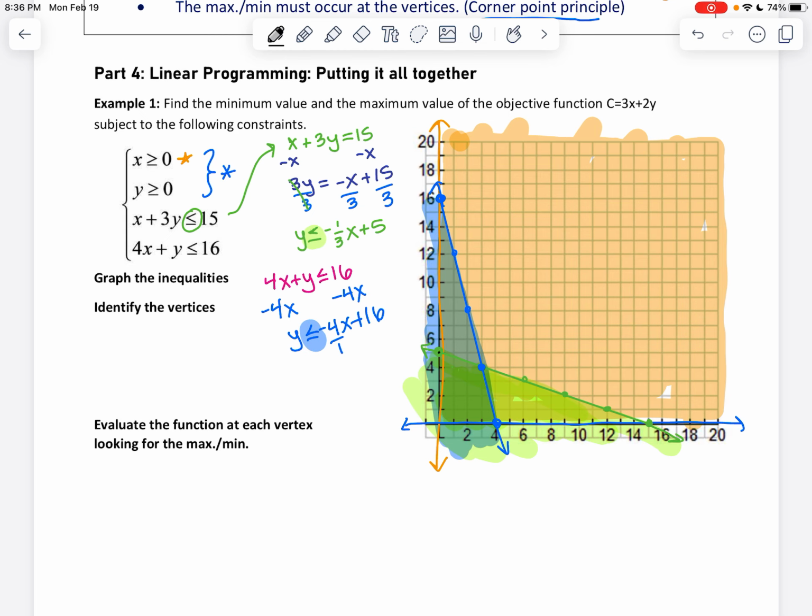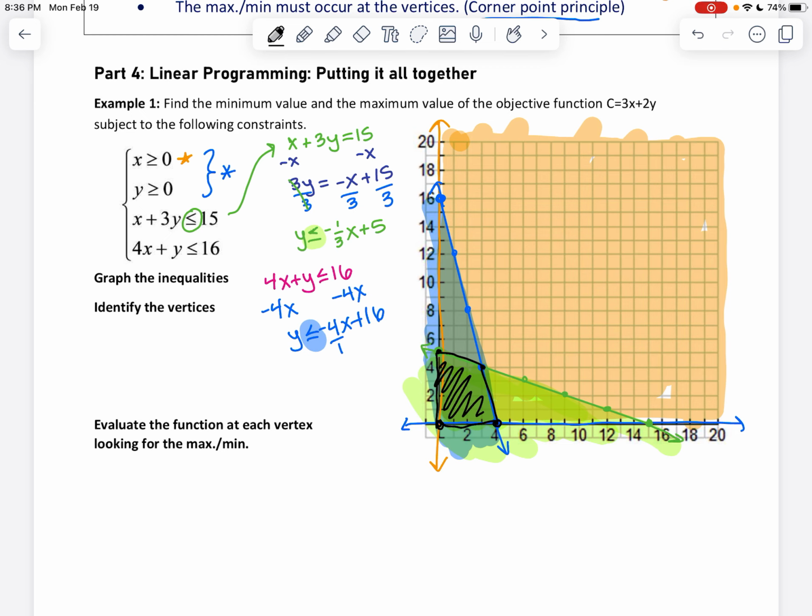Today, for this problem, the feasible region is this region in here. This region that I'm currently outlining in black is where all the shading overlaps. You can tell that the color there is the mixture of the orange, blue, and green all together. So this is our shaded region, our feasible region. And that means that any point in this region can be a solution to these inequalities.